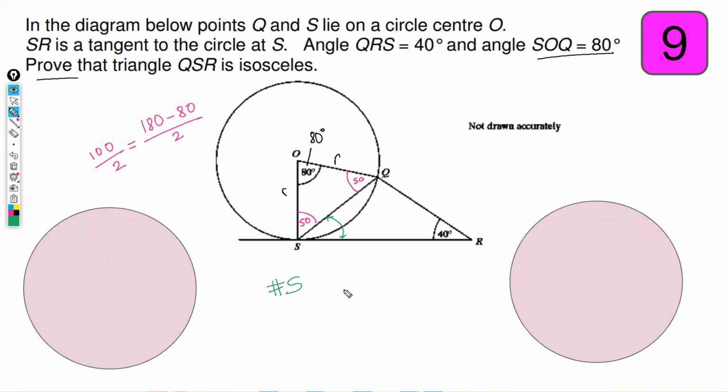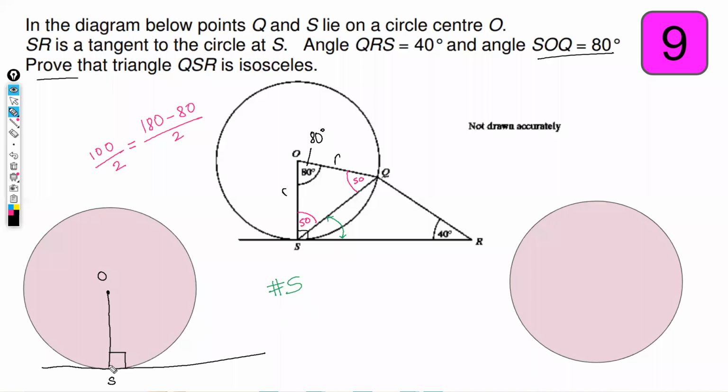Right, correct answers. Look back at rule number 5. Let me refresh your memory of what rule number 5 says. If you have a radius, so from O to S, that is a radius, and you have a tangent, the angle between the radius and the tangent will always be 90 degrees. Do you all see that? A radius here and a tangent here.